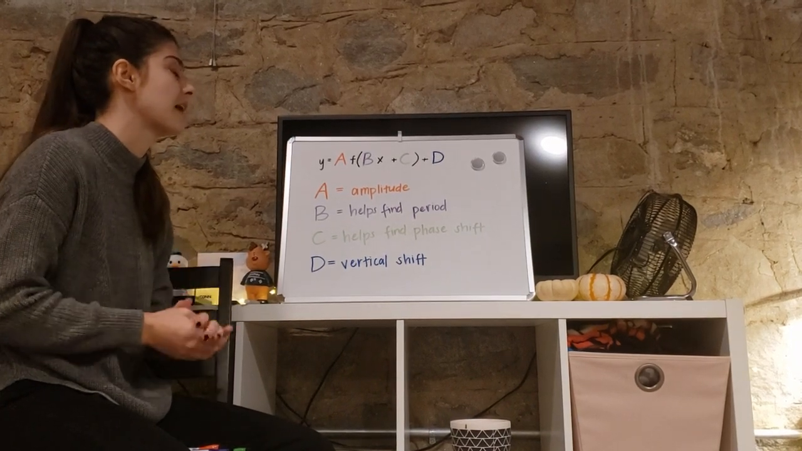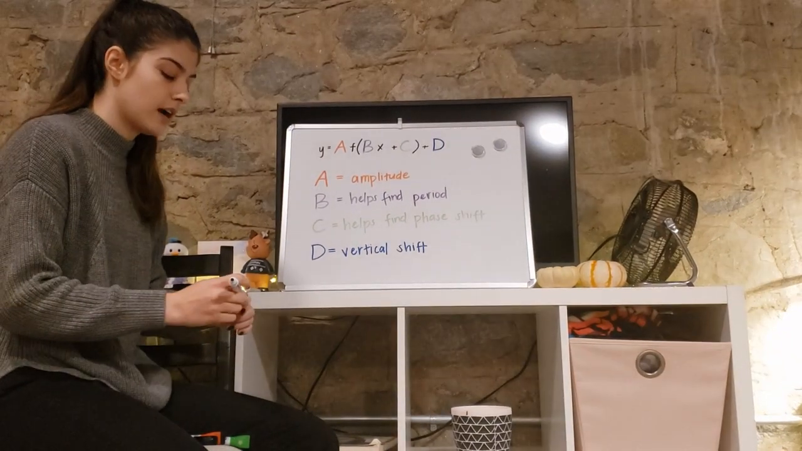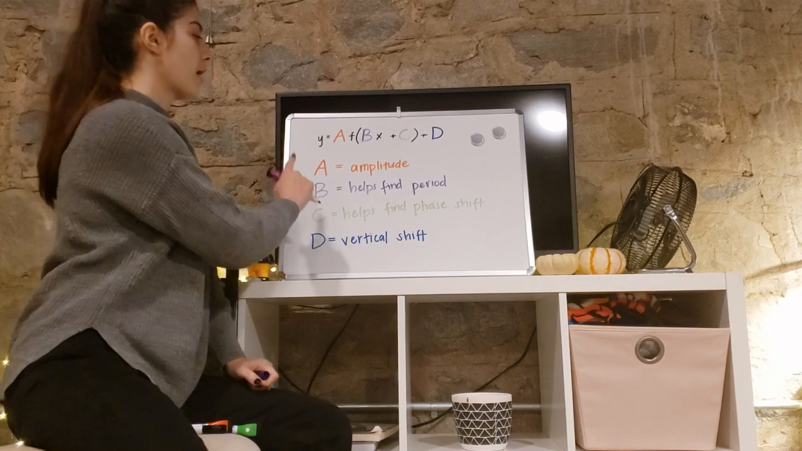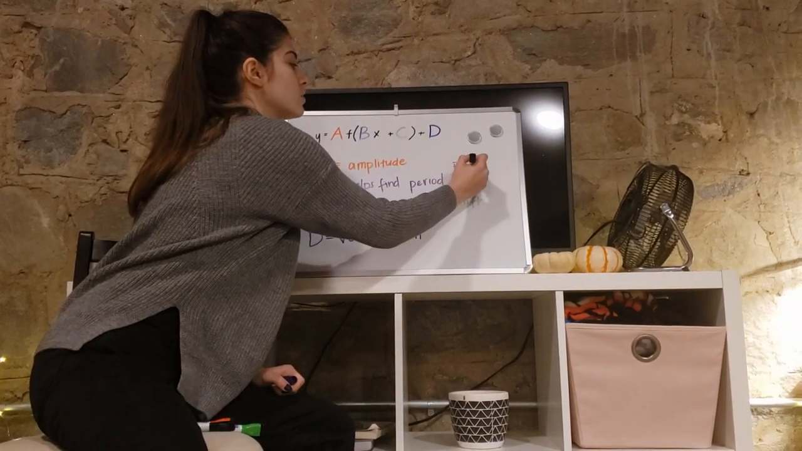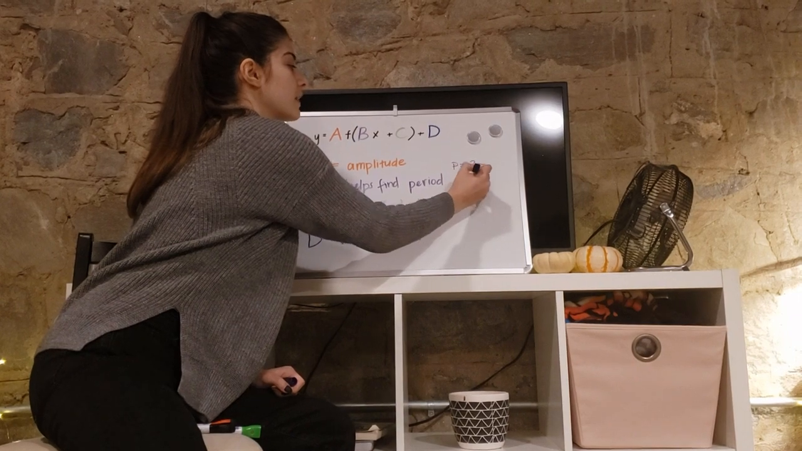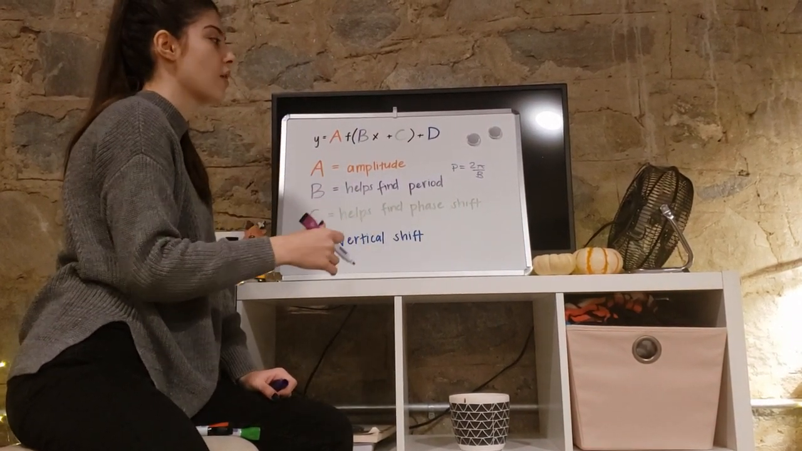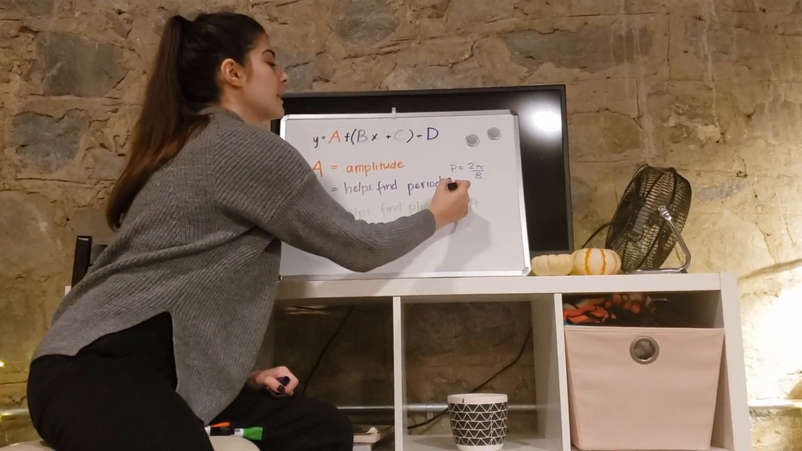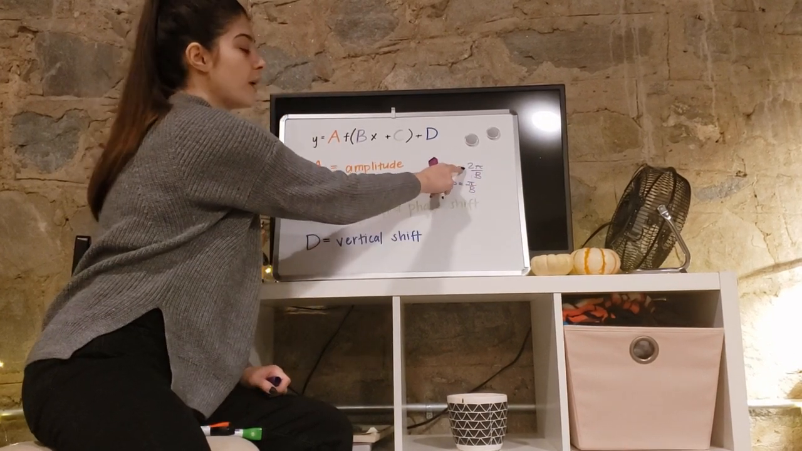B, that helps us find the period. Now, if you remember, for a sine, cosine, cosecant, and secant function, our B helps us find the period by plugging in P equals 2 pi over B. Now, hopefully, if you watched the tangent videos or if you paid attention in class, you know that for tangent and cotangent, finding the period is a little bit different. It's P equals pi over B. So it's not 2 pi anymore, it's pi.